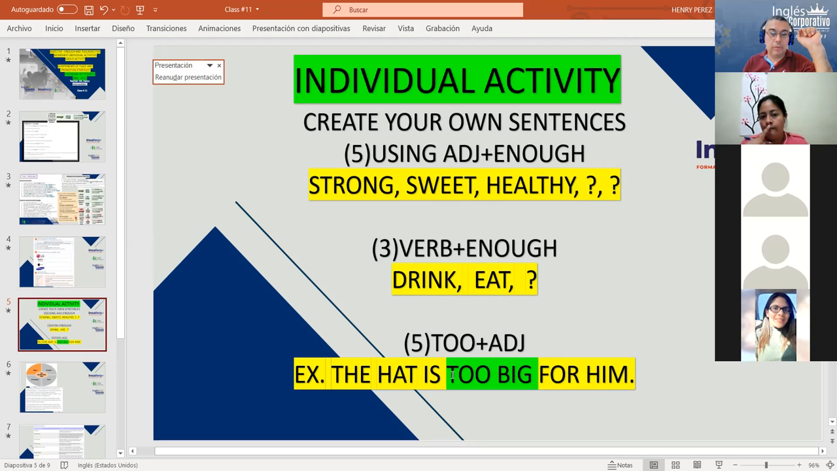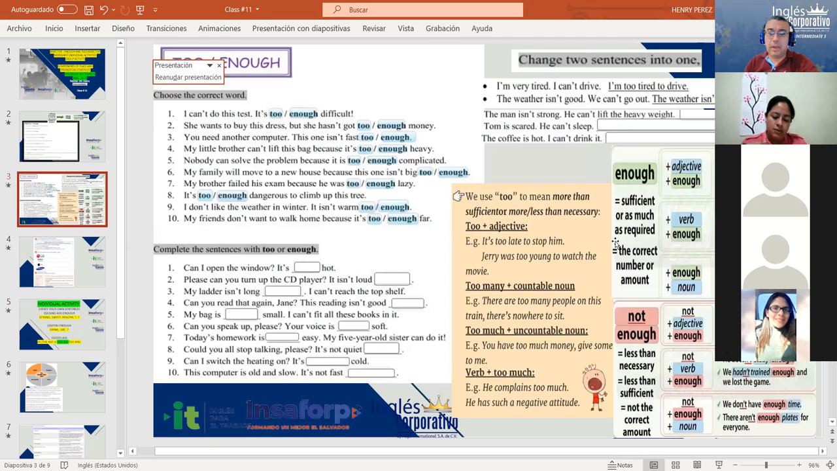And then the last one, five. You have to use five sentences with too plus an adjective. Y aquí les di una. An example. The hat is too big for him. Do not use the sentences that we just did. Do not copy any of these. Okay? If you copy one of these, I will not accept it. So all you're doing is copying the same sentences. We're not going to do that.